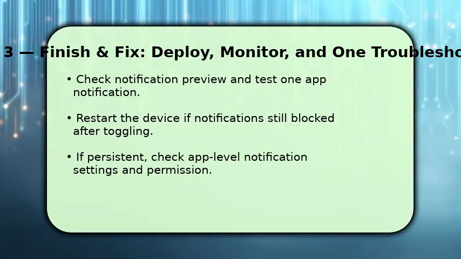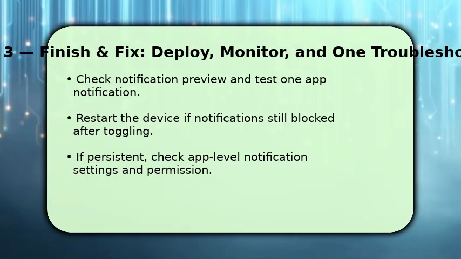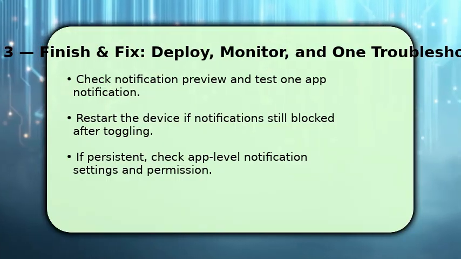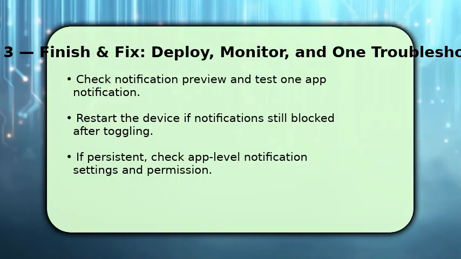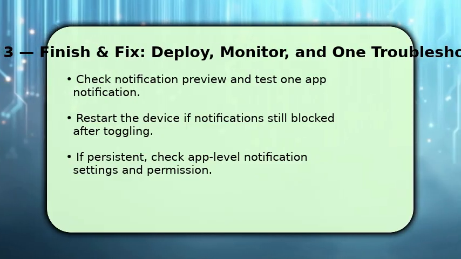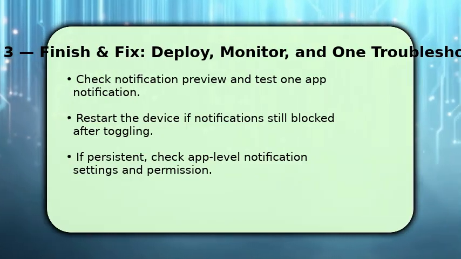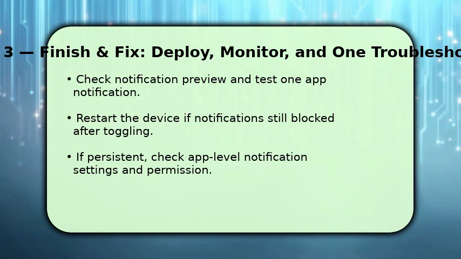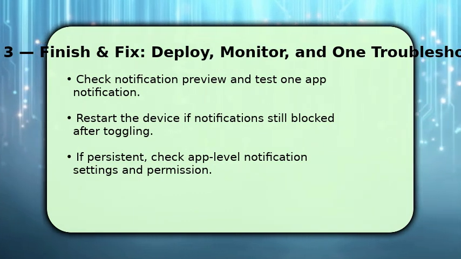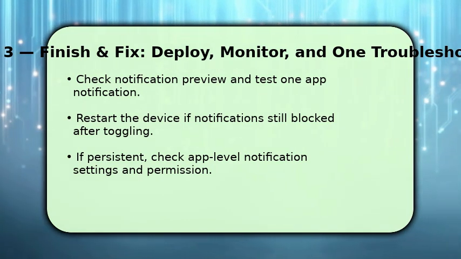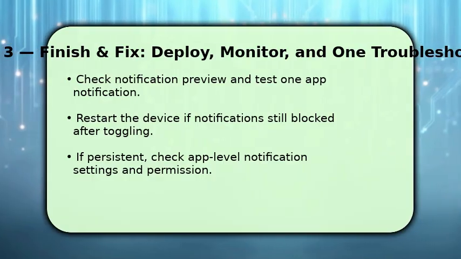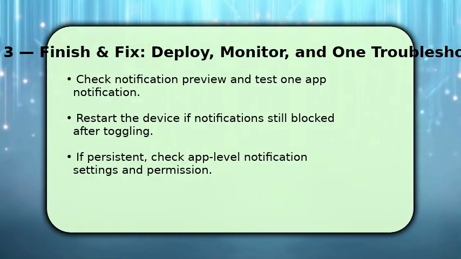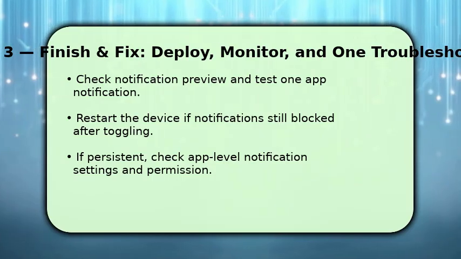If notifications remain blocked, restart the laptop. That clears lingering system states. Make sure app-level notification permissions are enabled because individual apps can still be silenced. If problems persist after a restart and checking permissions, reset the notification settings or create a new user account to isolate the issue. This often reveals whether it's system-wide or user-specific.